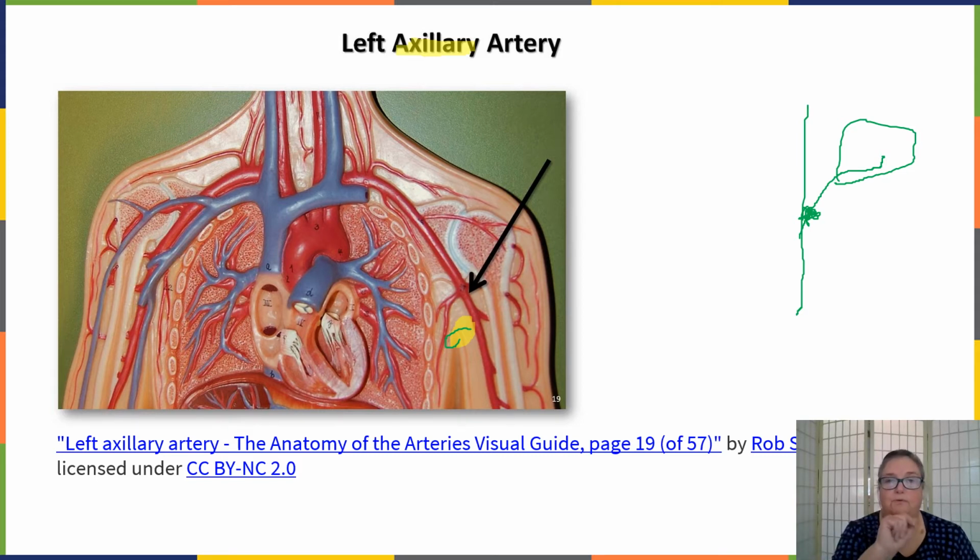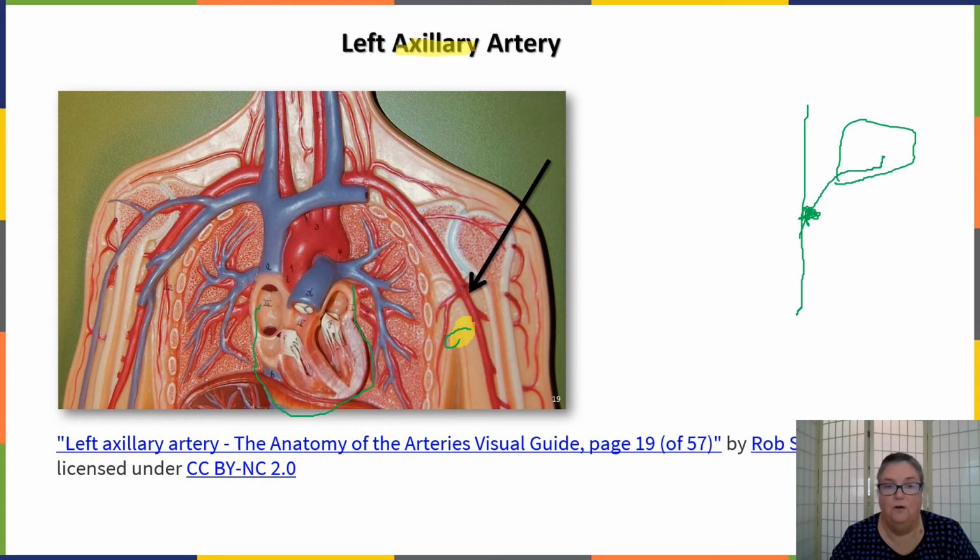So remember, those regional terms are going to help as we learn the arteries, some of the bones, the lobes of the brain, the nerves, and so forth. So here we have the heart.